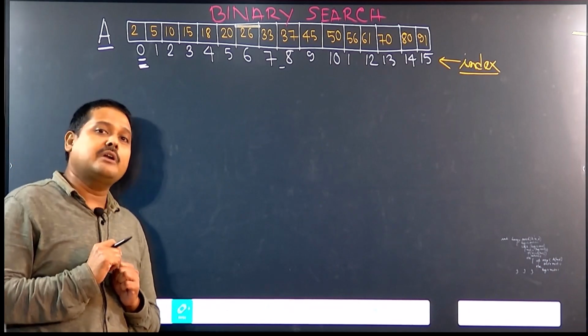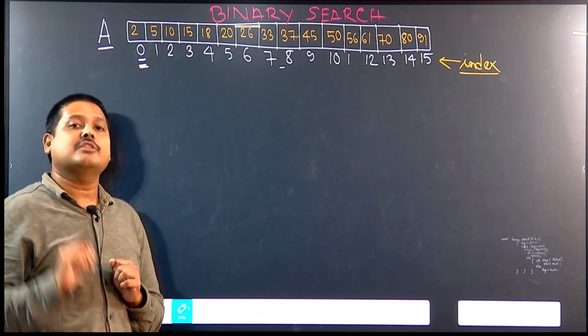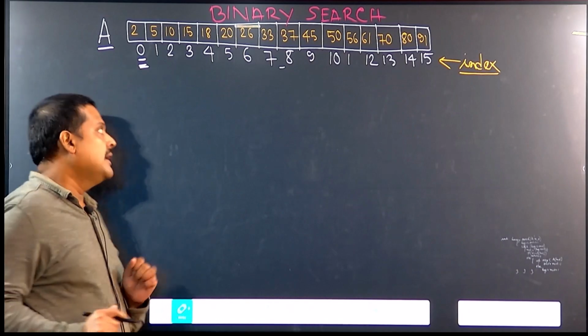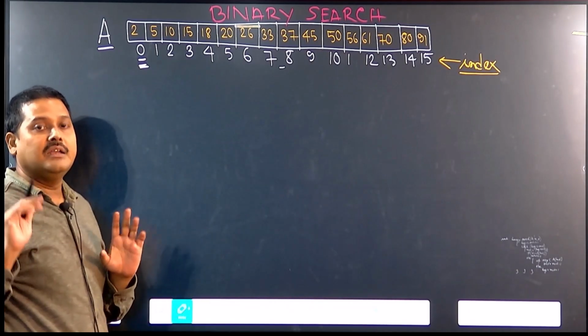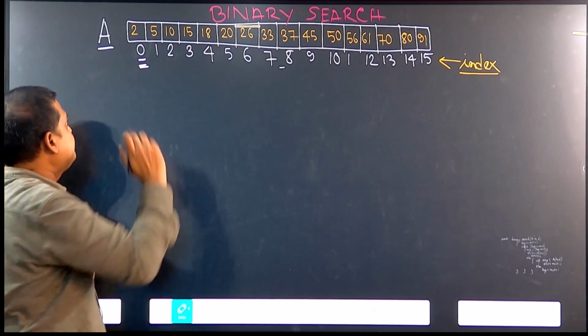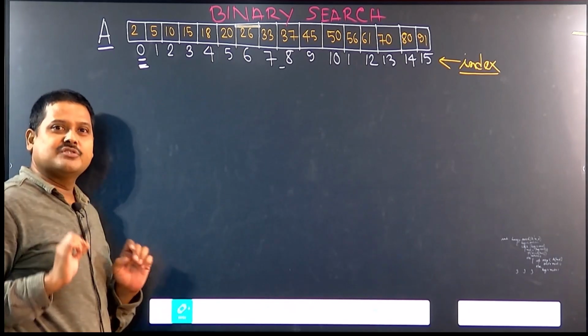Okay, what is the order? The order can be ascending or the order can be descending. Now, say for example, this is an array, the elements are sorted in ascending order. Okay. Now, I have to search some element.